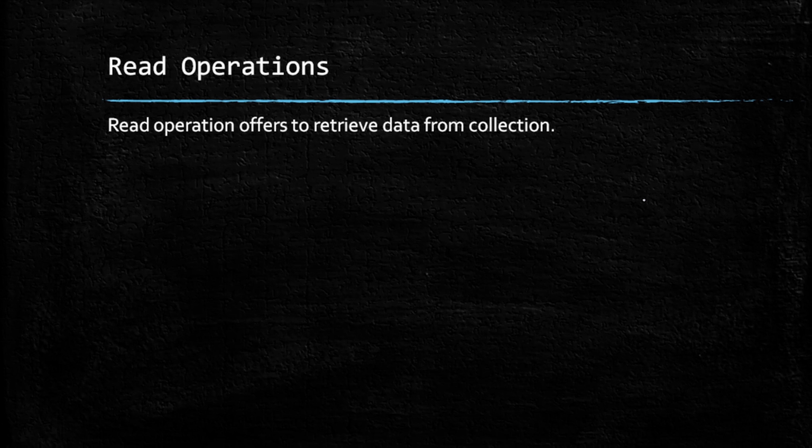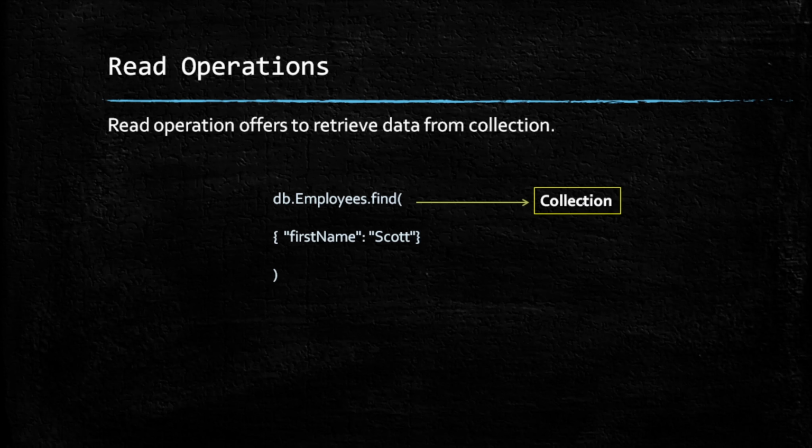The read operation is used to retrieve the data from a collection. In this example, we have inserted the data. Now we will find these records from the employee collection. In that collection, we will use the find method to get the data. This is called a filter, meaning that based on this condition, we will get the data from the database.